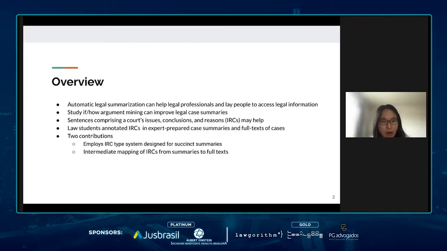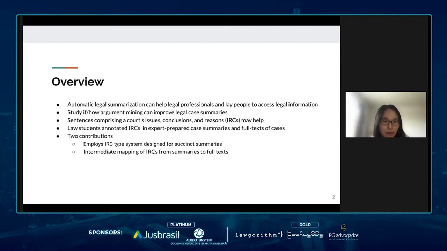In our study, we try to use argument mining to improve legal case summaries by picking up those sentences that comprise important issues, reasons, and conclusions. And we hired law school students to annotate that key information in expert prepared case summaries and full case decisions.